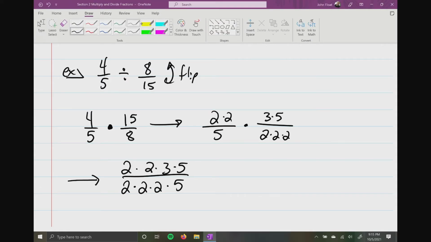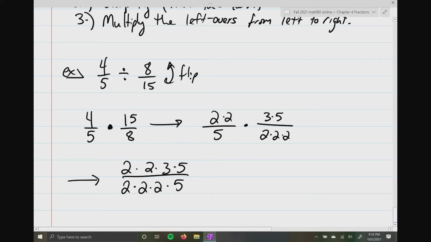We're going to get out our highlighter, and we're going to simplify. Here's 2 over 2, 2 over 2, and 5 over 5. So all of those numbers we're going to scratch out and replace with the number 1.